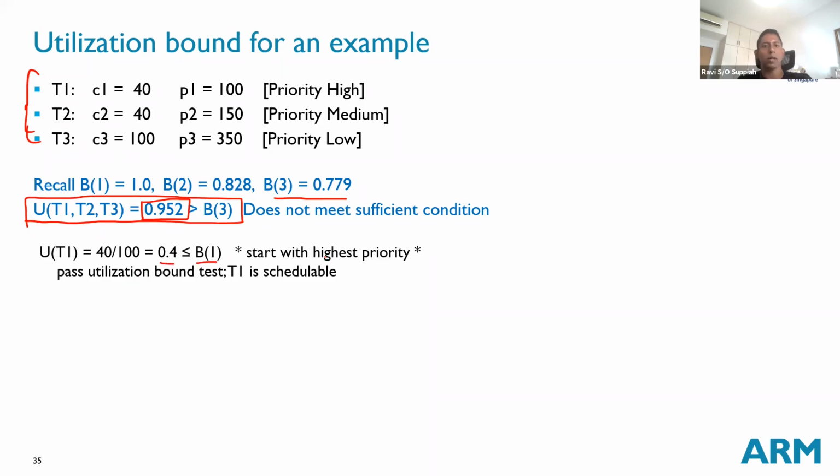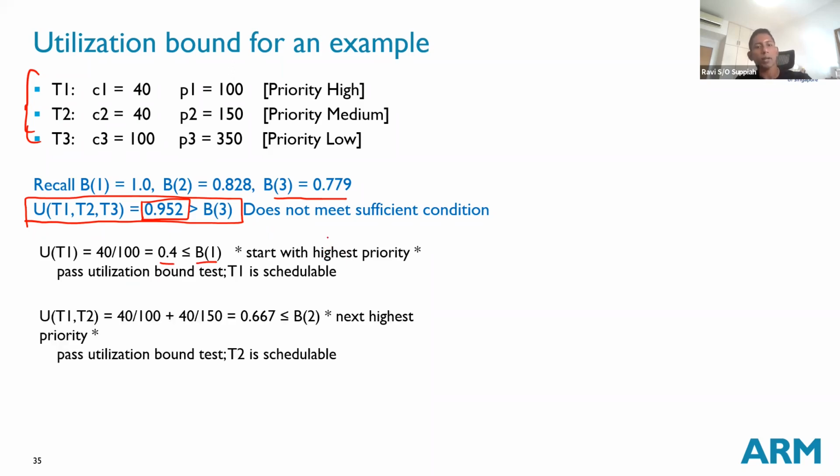So no problem. If I only have task 1 in the system, then I can guarantee that it's schedulable. How about if I add in task 2? Task 1 and task 2 together. Again, I see that the utilization is lesser than the bound. That means if my system is now reduced to just task 1 and task 2, I have no issue saying that I can guarantee the schedulability.